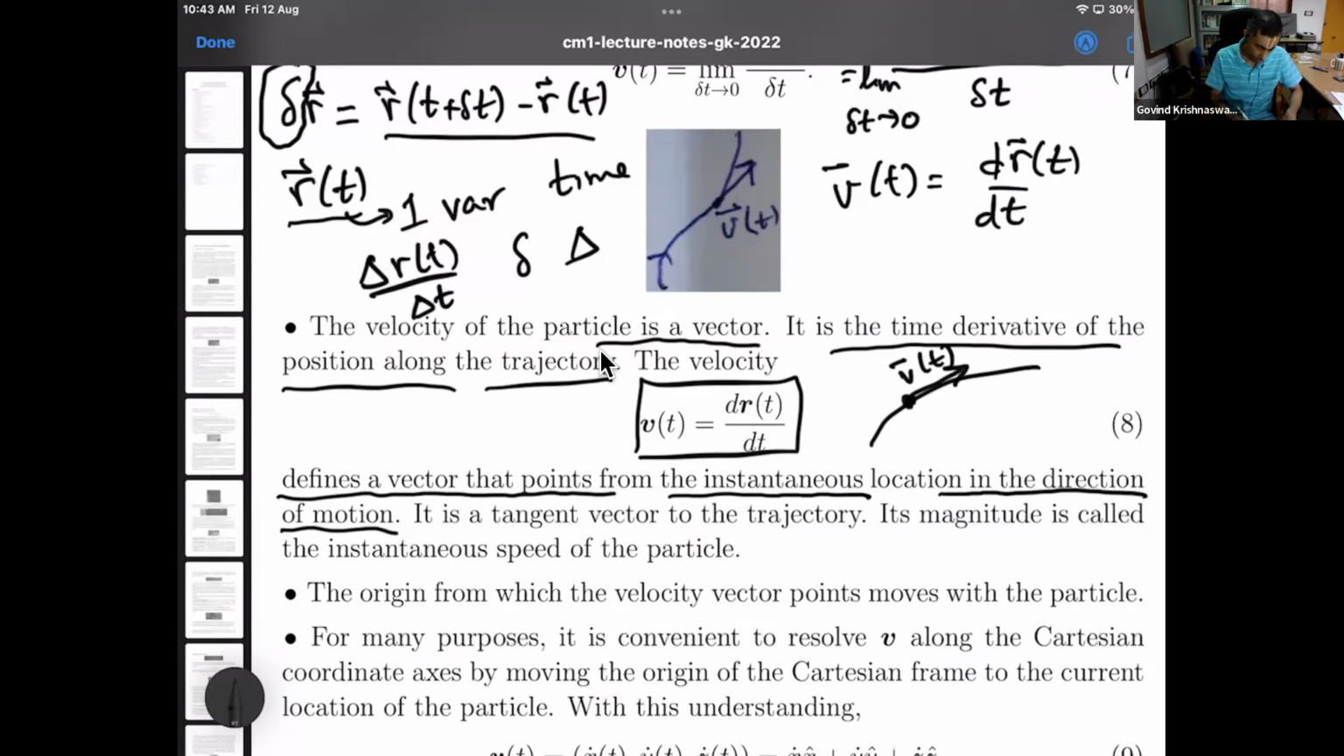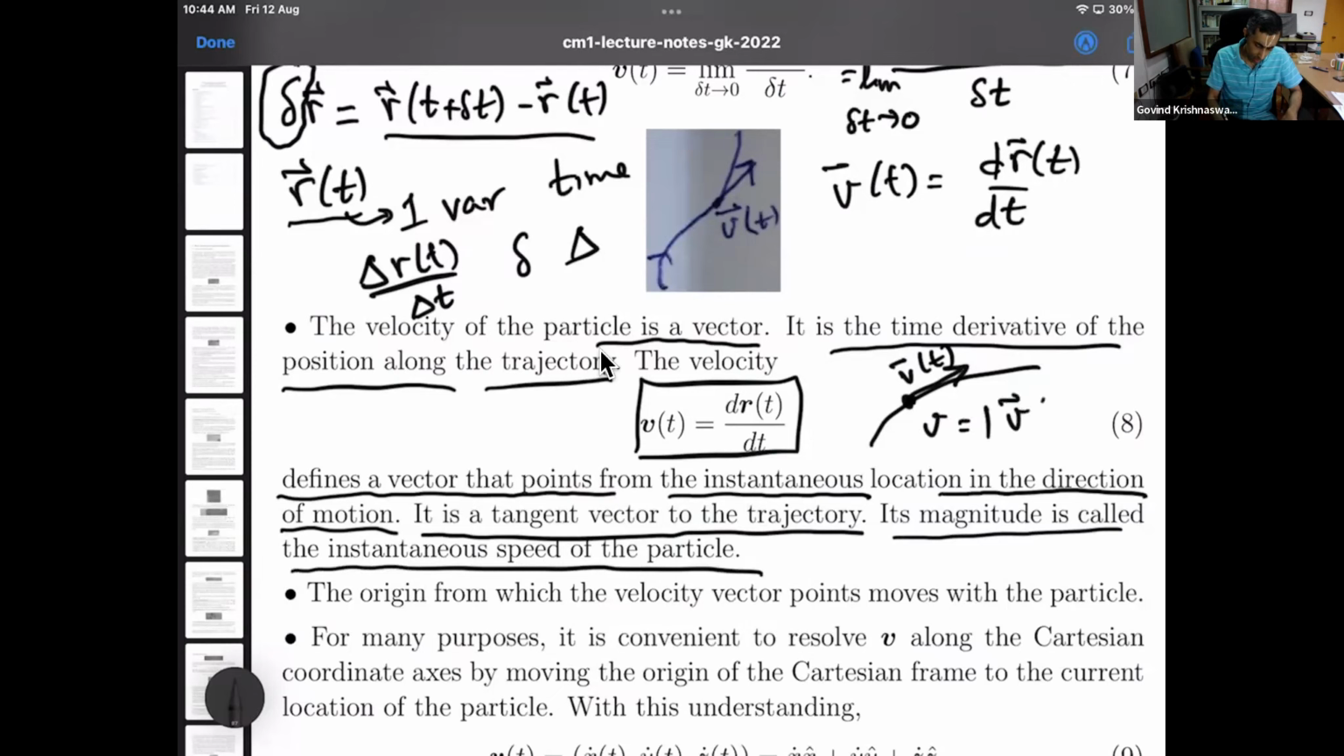Now, as I said, it is a tangent vector to the trajectory, and its magnitude has a special name. Its magnitude is called the instantaneous speed of the particle. Okay, so this small v, which is magnitude of v vector, is the speed of the particle at time t.